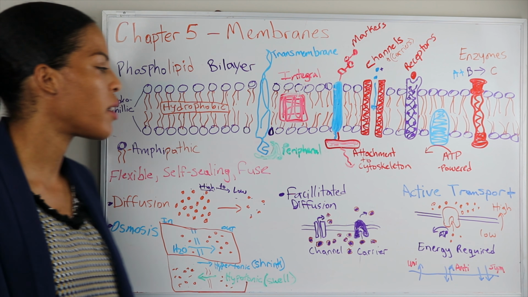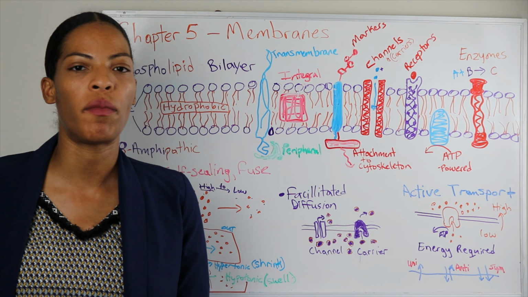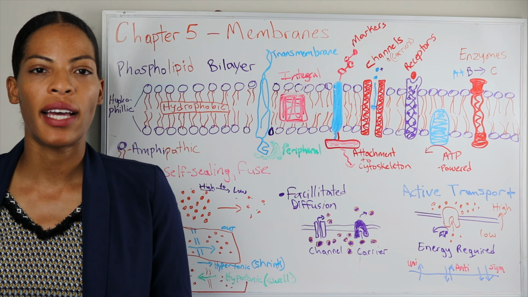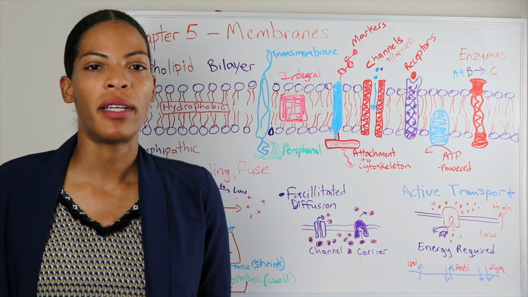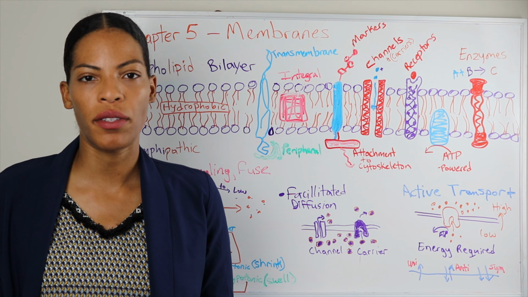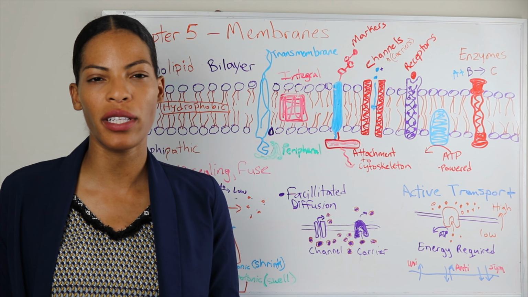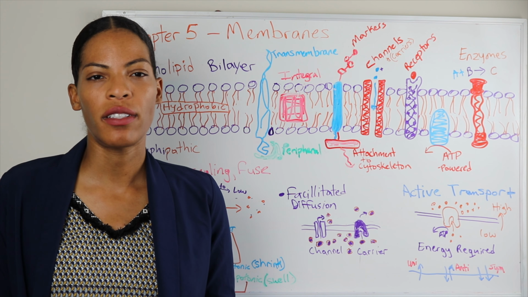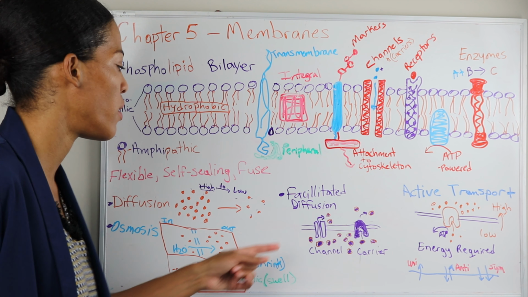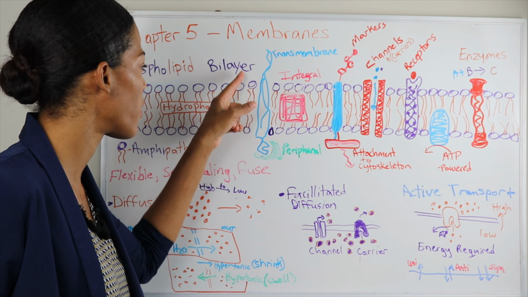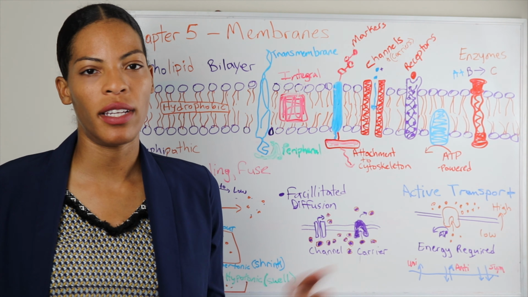So diffusion occurs across the membrane of your cell, and it can occur in multiple ways. So if you have certain molecules that are really, really small and they're not charged, those molecules can just cross the cell membrane. They don't really need any help.